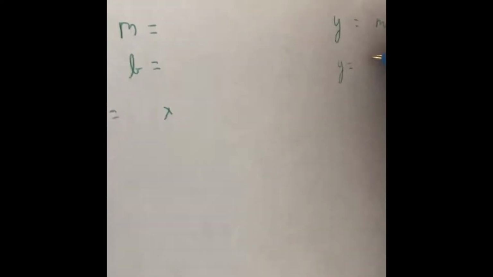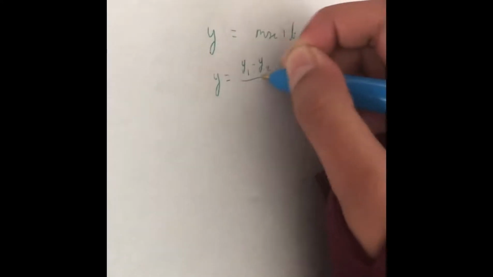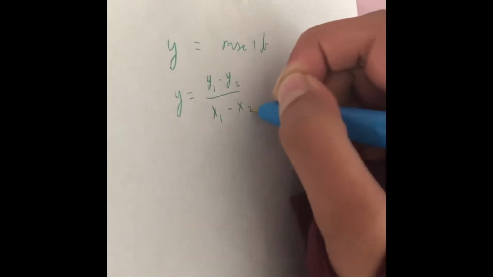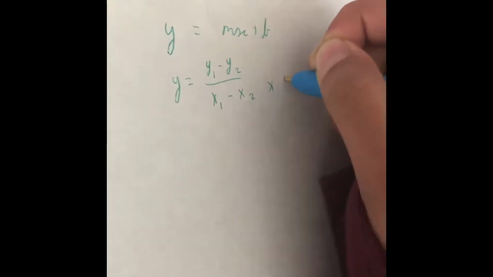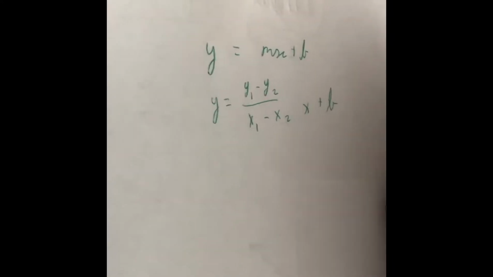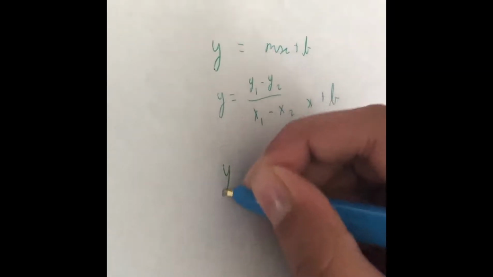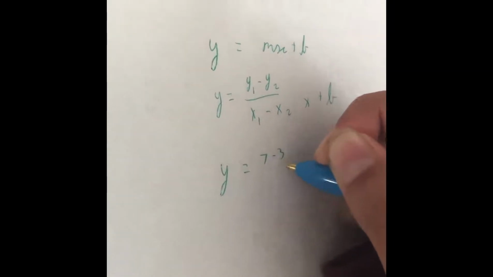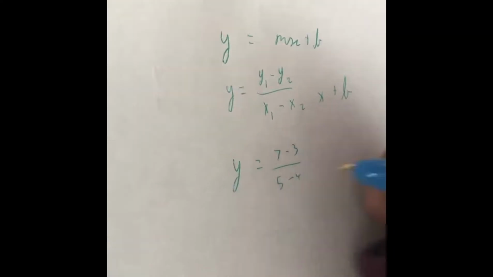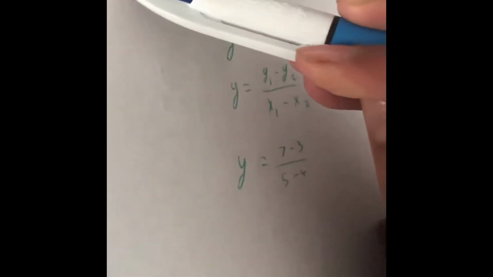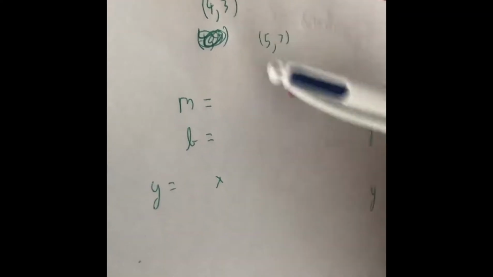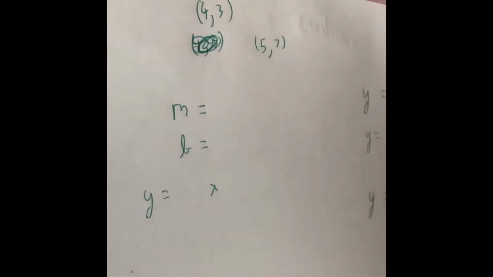And then to find m from the two given points, you use the change in y over change in x. So you do y equals y1 subtract y2 over x1 subtract x2, x plus b. Then you plug in the numbers, which is y equals 7 subtract 3 over 5 subtract 4. I'm doing this because 7 is the y value over here, and 3 is the y value, and 5 is the x value, and 4 is the x value.